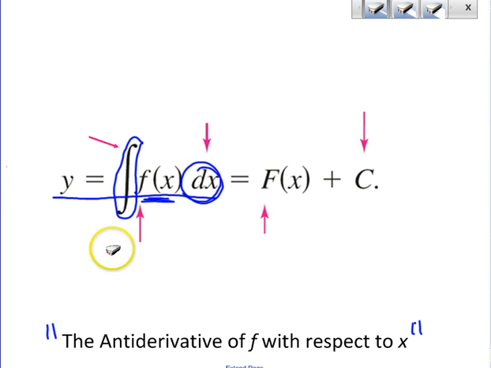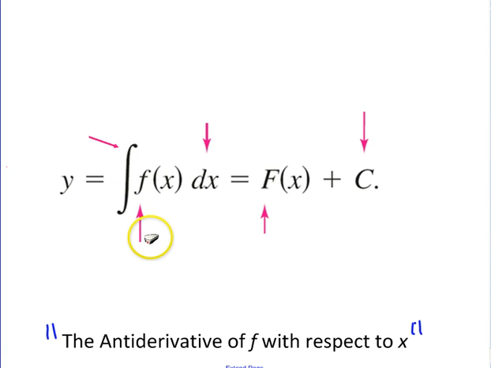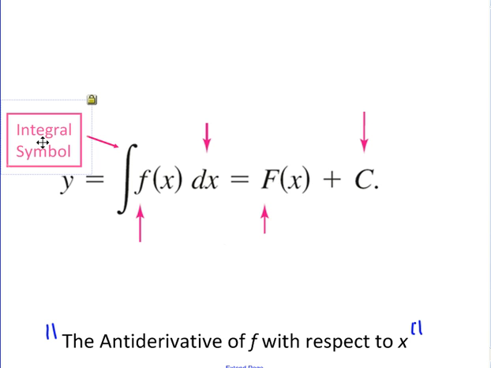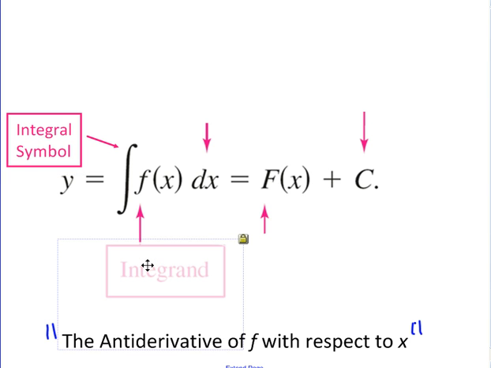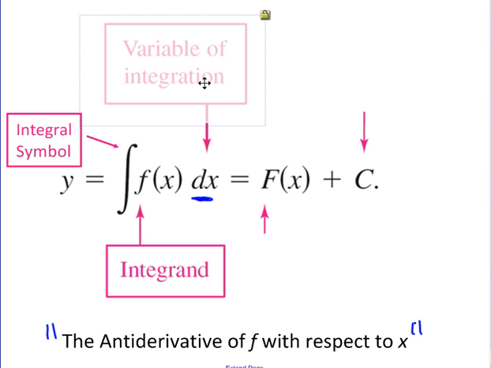Now each of these parts has a different name, and you're not really going to be responsible so much for the names, but you kind of just need to know what they are. So the first thing is that squiggly s, and that squiggly s is called the integral symbol. If you see it, you're going to be taking an antiderivative. The f of x that's on the inside is called the integrand. It's basically the function that you're taking the antiderivative of. The dx, which you learned last semester, is actually called a differential. In this case, it is also called the variable of integration.